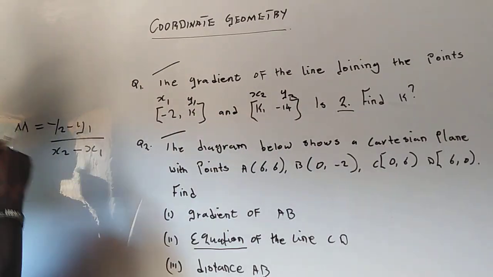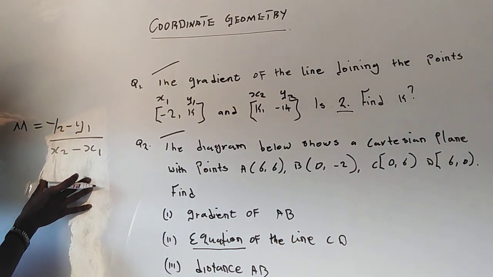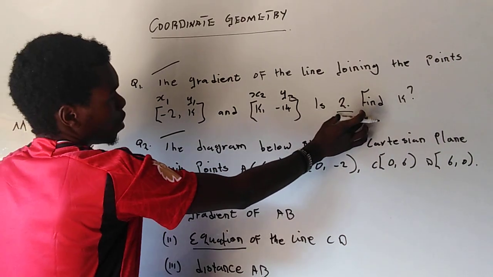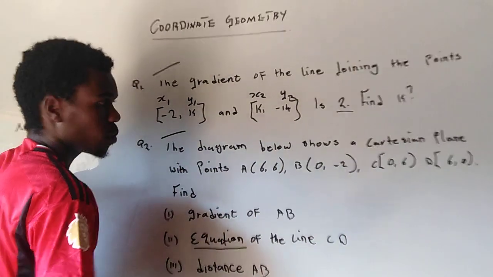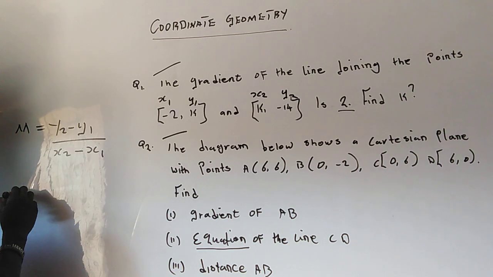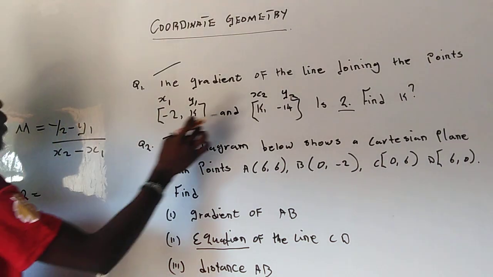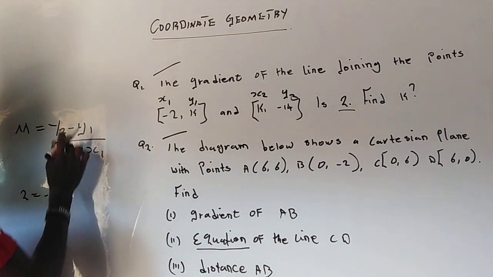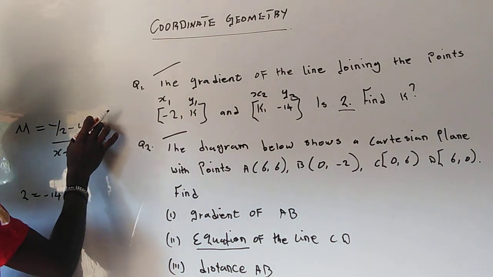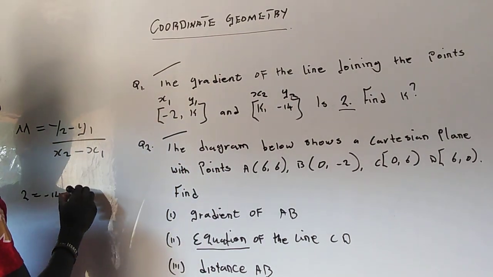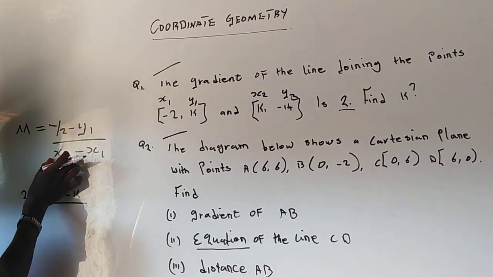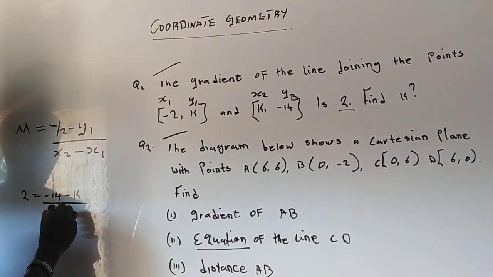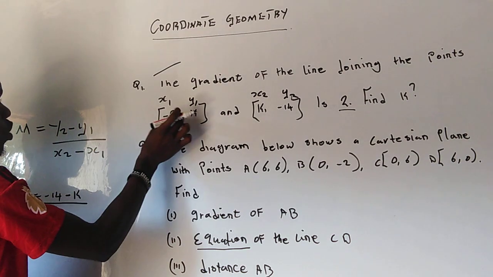Now this is our formula for the gradient. Our gradient we've been given already in the question, and it's 2. What's my y2? My y2 is negative 14, there's a minus here. What's my y1? My y1 is k, over x2. What's my x2? My x2 is k, minus. What's my x1? My x1 is negative 2.